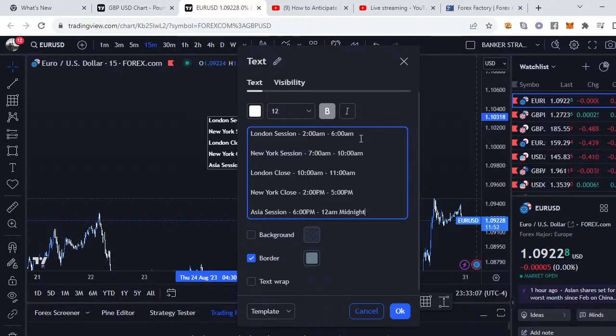Okay. But the area of focus is literally between 8 p.m. and 9 p.m. Special time. Special time. Okay.